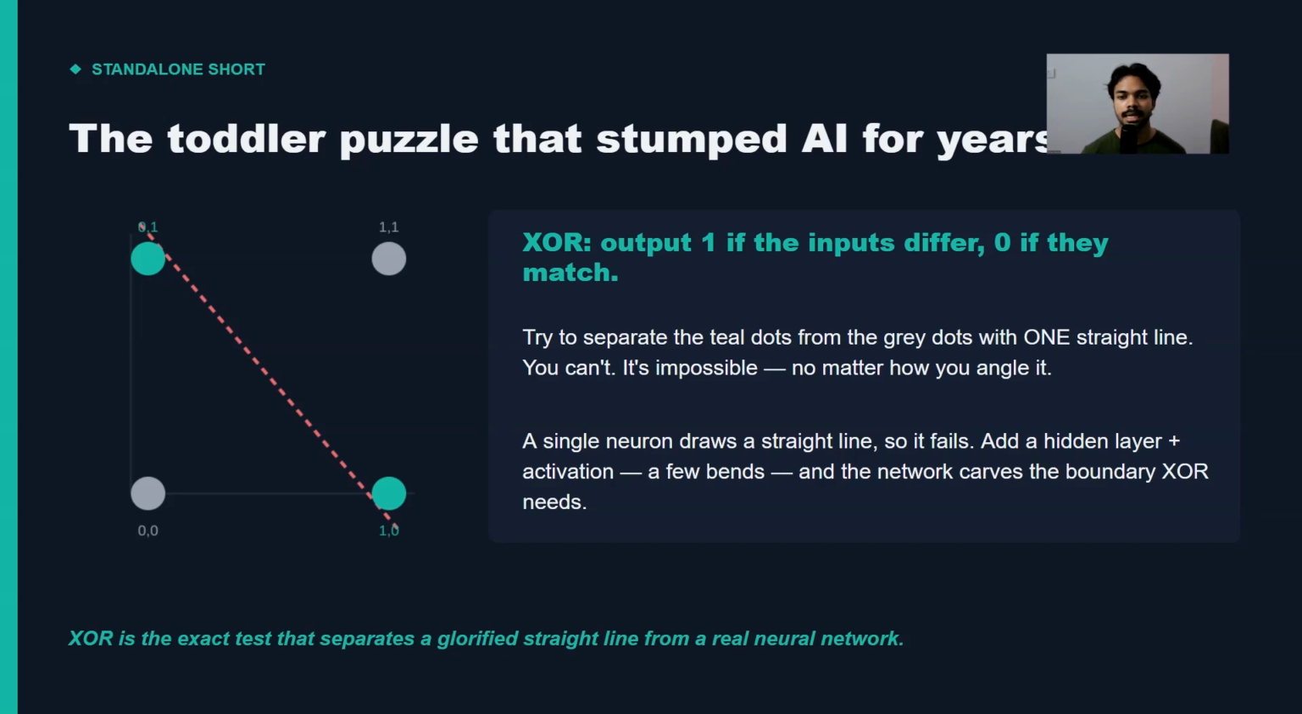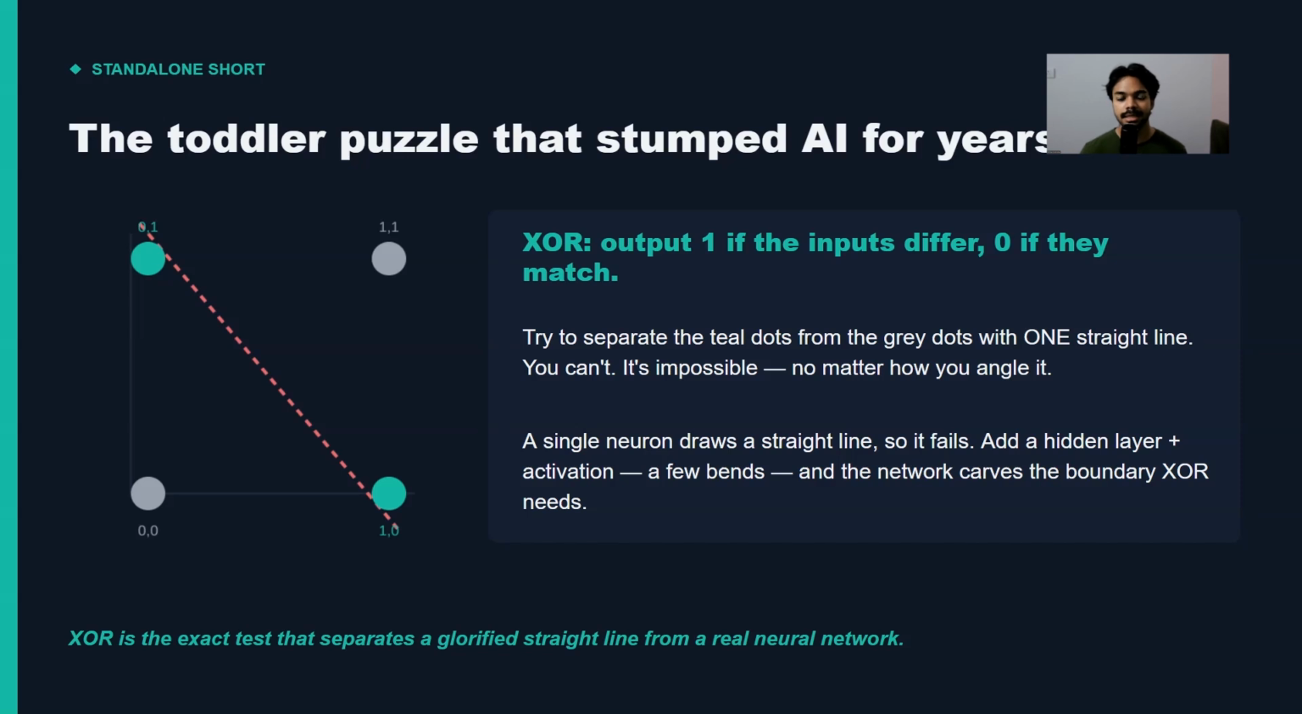It's called XOR, and it looks almost insultingly simple. We have two inputs, each either a 0 or a 1. The rule: output a 1 if the two inputs are different, and a 0 if they are the same. If the inputs are 0 and 1, that means they are different, and we output 1. If the inputs are 1 and 1, then they're the same and we output 0. If the inputs are 0 and 0, they're the same again and we output 0. That's the whole puzzle. A child will get it within 5 seconds.